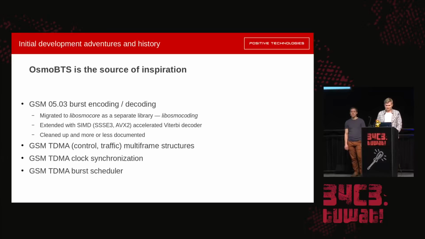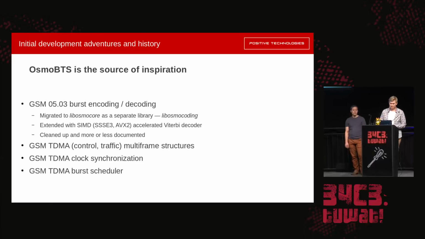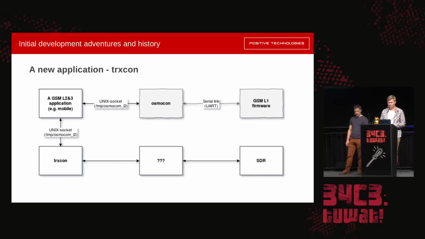So we separated the common part of Osmo BTS, which is actually the Osmocom base station project, and we created a separate shared library called libosmocoding, cleaned up and documented some parts of the code, and extended it with an accelerated Viterbi decoder. We also took some basic GSM structures, like the multi-frame structure and clock synchronization routines, from Osmo BTS as is. And finally, now we have the TRXCon application, and we can communicate with higher level applications.